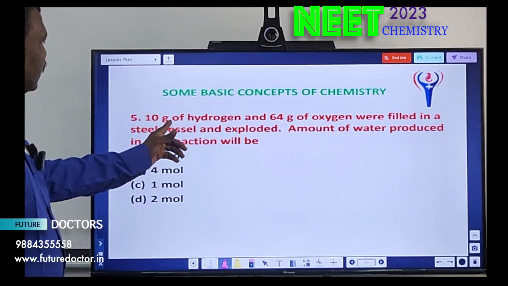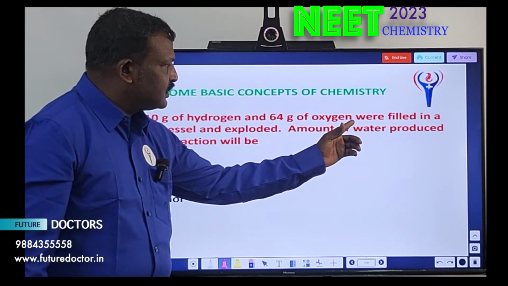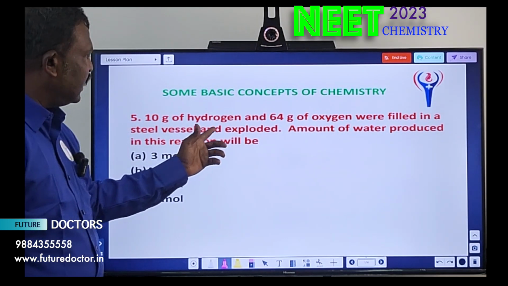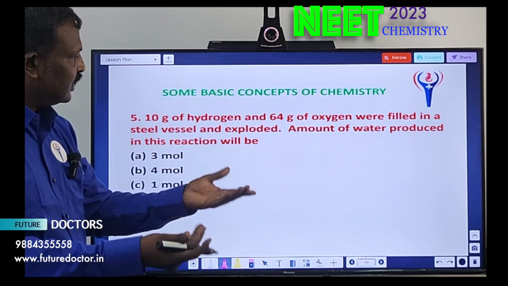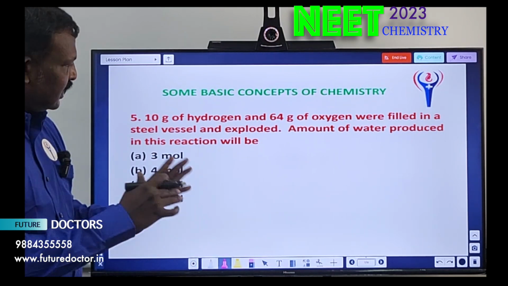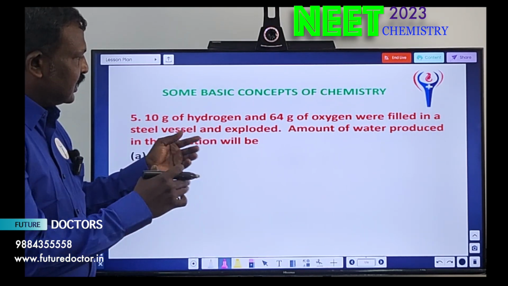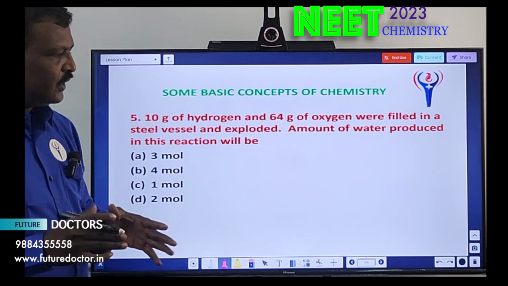Next one. 10 gram of hydrogen and 64 gram of oxygen were filled in a steel vessel and exploded. The amount of water produced in this reaction will be? So how much water is produced, they are asking. As usual, I told you, this is also a stoichiometric equation. You must know how to frame the equation.